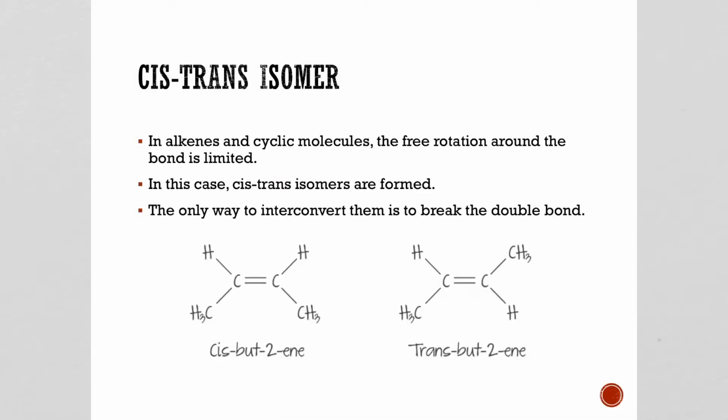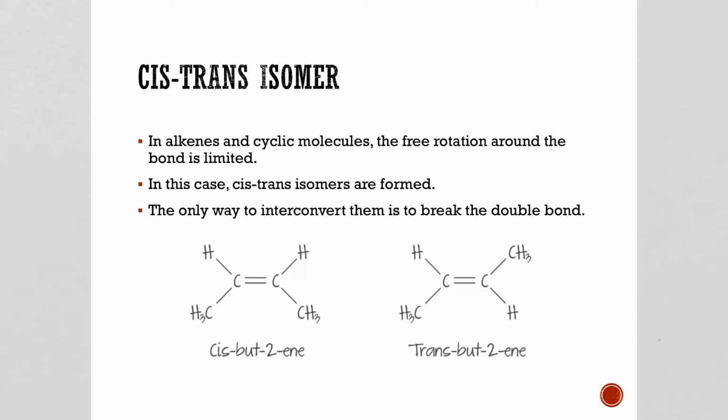Cis-trans isomers are seen in alkenes and cyclic molecules where there isn't free rotation around the bond anymore, so it's limited motion. In this case, you'll end up with cis-trans isomers. The only way you can interconvert them is to break the double bond, rotate, and then reform the double bond, so this doesn't happen so often.